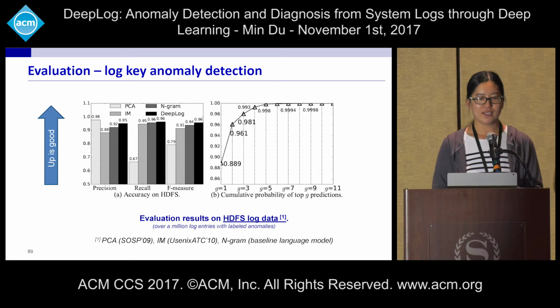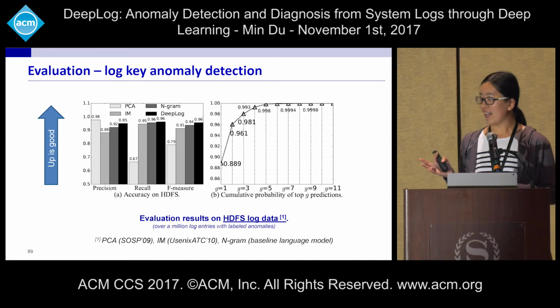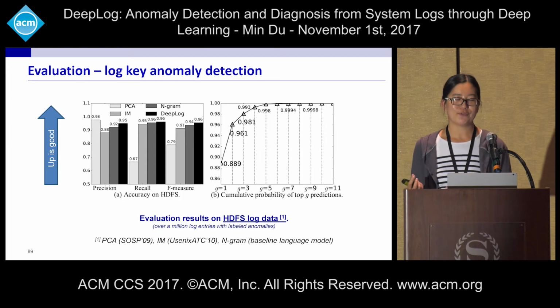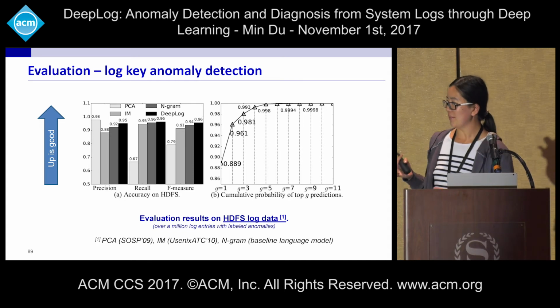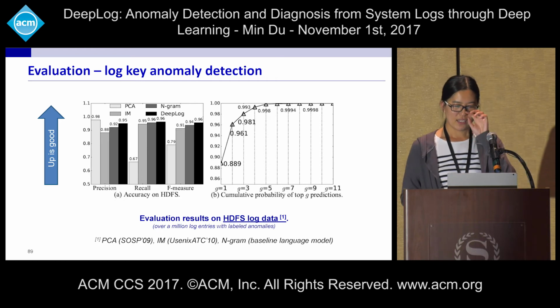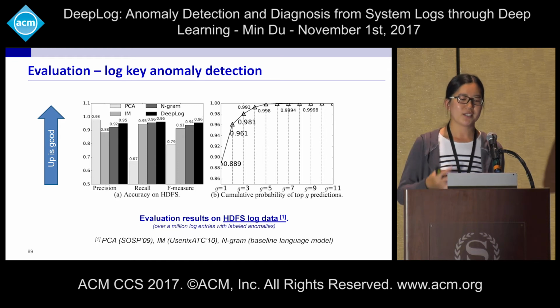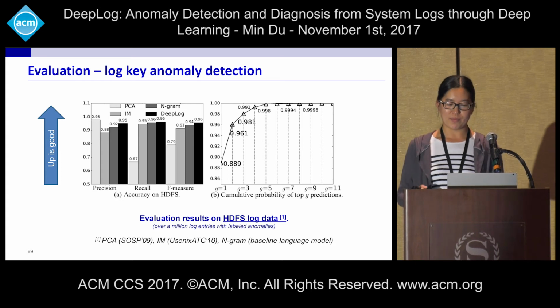Now here comes the evaluation. So there's this key anomaly detection evaluation, and for this purpose, we use the Hadoop file system log data. This is data generated by a previous PCA method paper published in SOSP 2009. And there are actually over 1 million log entries with labeled anomalies in this dataset. So on the left figure, we show that our method achieves the best overall F-measure score compared with the previous PCA method and invariant mining method, and also our baseline n-gram language model approach.